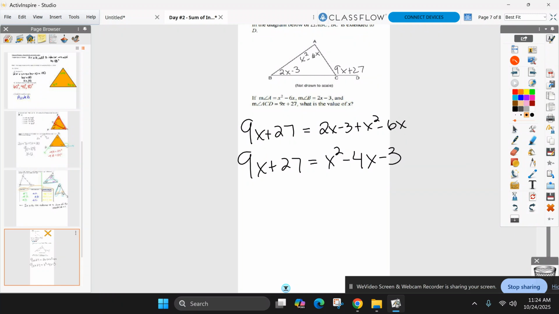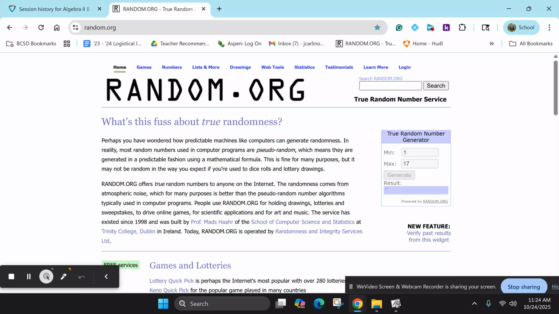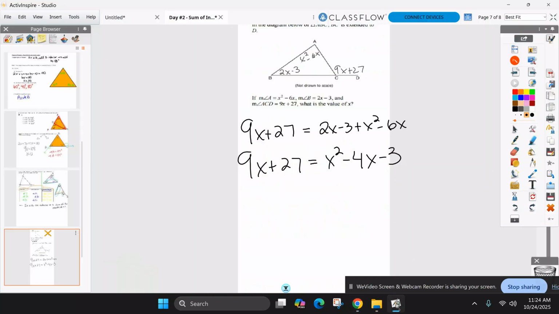And I always like to make whatever is squared positive, which it is. So can somebody help me move over the 9x and the 27 here? Riley, how do I move over the 9x? Oh, subtract 9x on both sides. Yep, and now how about the 27? Because we're in honors, and I feel like we can do it at the same step. Yeah, just subtract it as well.